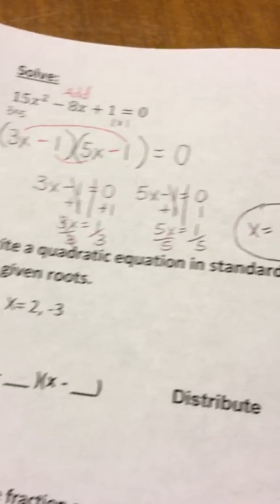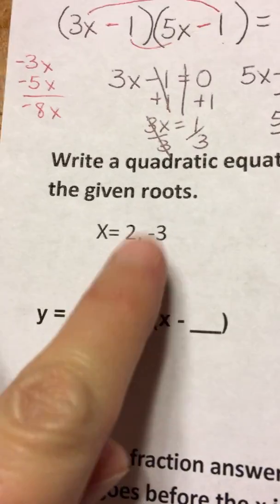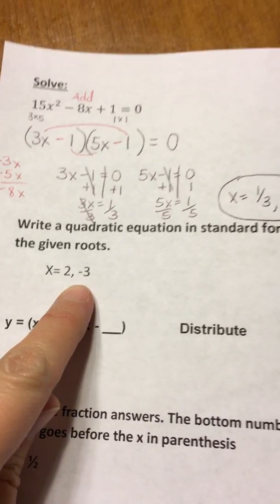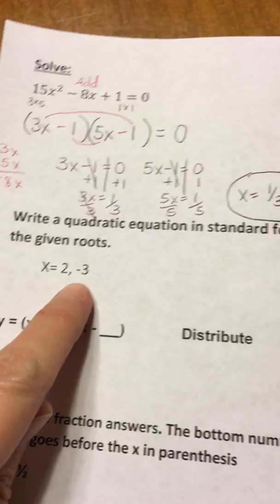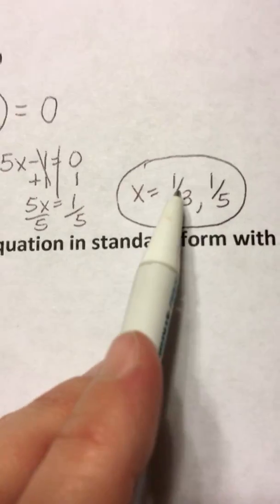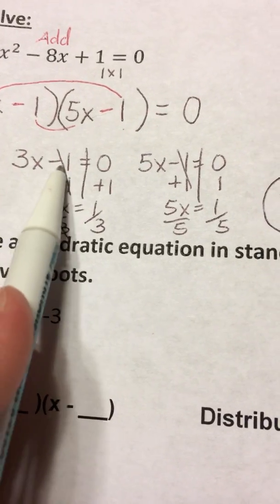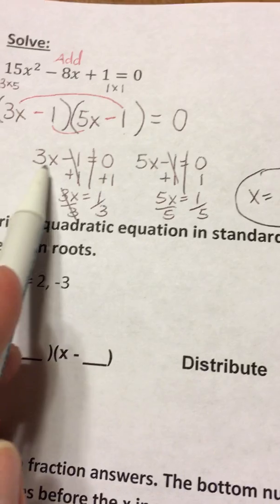Okay, so sometimes they're going to actually give you the answer to the problem, and then you have to come up with the equation, write a quadratic equation in standard form if you're given these numbers. Well, you can see how this works. If you get a fraction 1/3, then the equation was 3x minus 1. So it's kind of interesting, like the denominator of that fraction is in front.